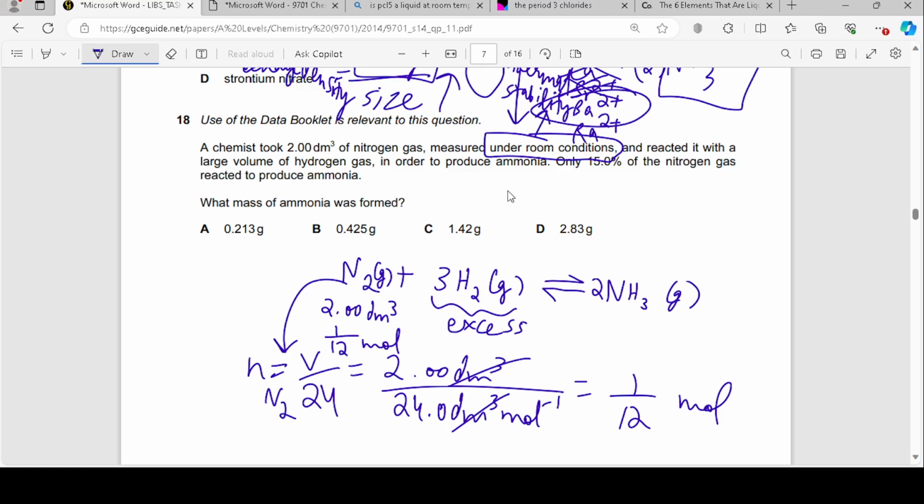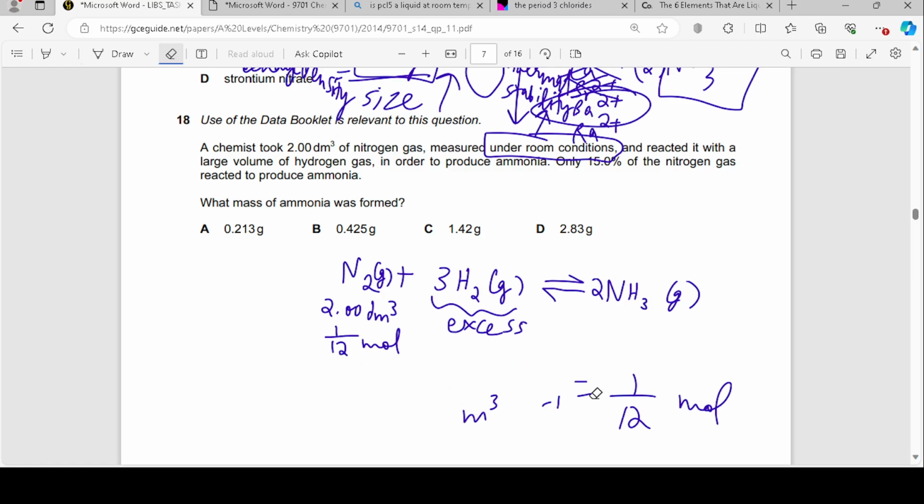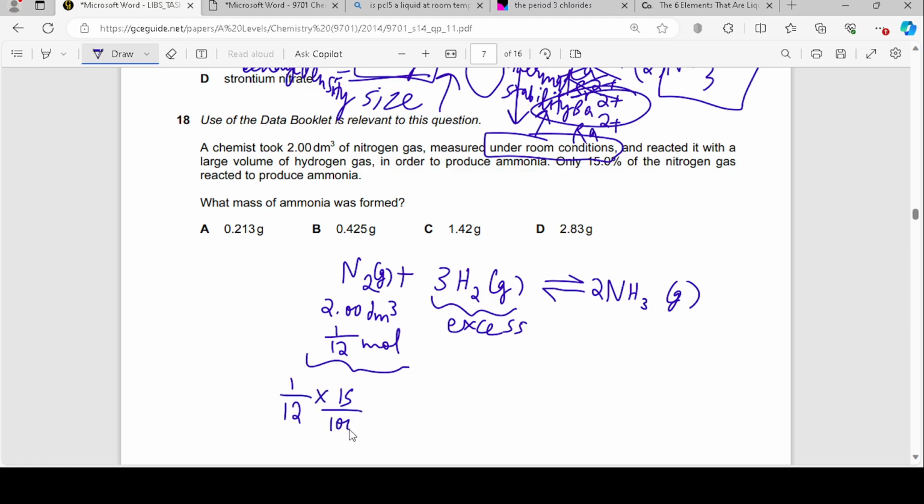Okay, and then only 15% of the nitrogen gas reacted to produce ammonia. So that means how many? I'm erasing this for a while because it's disrupting my columns. I'm writing the data for nitrogen under nitrogen, hydrogen under hydrogen, and so on. If only 15% of nitrogen gas reacted, then how much of the nitrogen did I actually use? 1 over 12 times 15 over 100, so it's 5 over 4 times 100. So that's 0.0125 moles, all right?